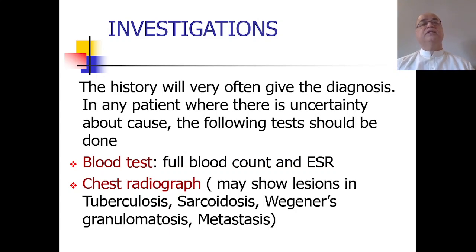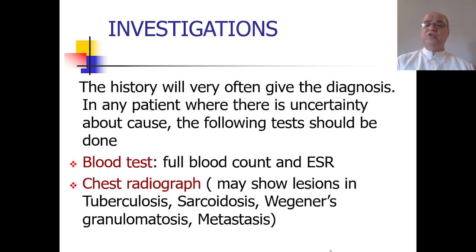So history and clinical examination will give us a clue, and according to that clue we can request different investigations. For example, we can go for a blood test with ESR, which will be raised in case of, say, Wegener's granulomatosis or tuberculosis or any other granulomatous lesions or chronic infections. Then if we are suspecting tuberculosis, sarcoidosis, Wegener's granulomatosis or even metastasis from some primary tumor, we can advise a chest radiograph and there will be findings on that.